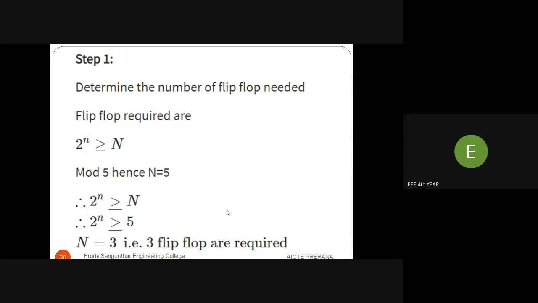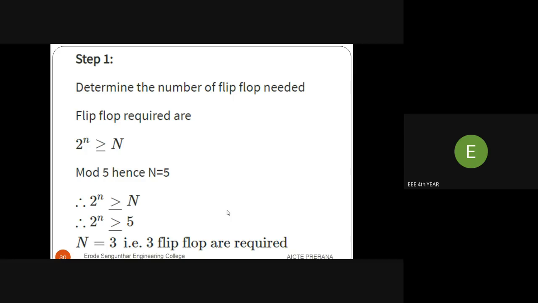Therefore 2 power n is greater than or equal to 5, because the mod value is 5. By substituting n equal to 1, 2 power 1 is 2, which is less than 5. Then 2 power 2 is 4, still less than 5, so we need to try a larger n.